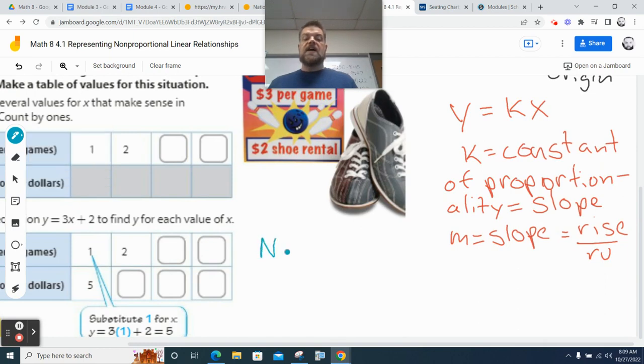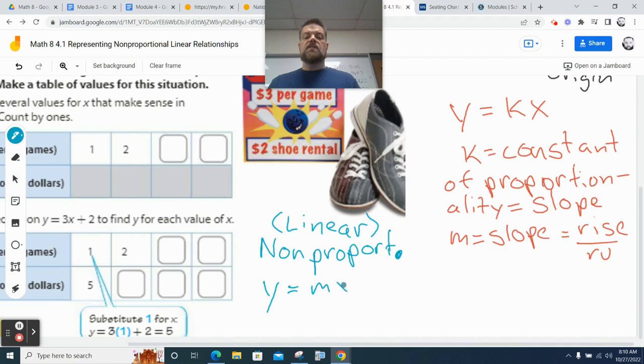So over here to the side, put non-proportional. And I'm just going to abbreviate it. Non-proportional relationships are still linear, but they're written in the form of y equals mx plus b. M is still the slope, but what's b? Does anybody know? That's referred to as the y-intercept. And we'll unpack this quite a bit as we jump into this next one.